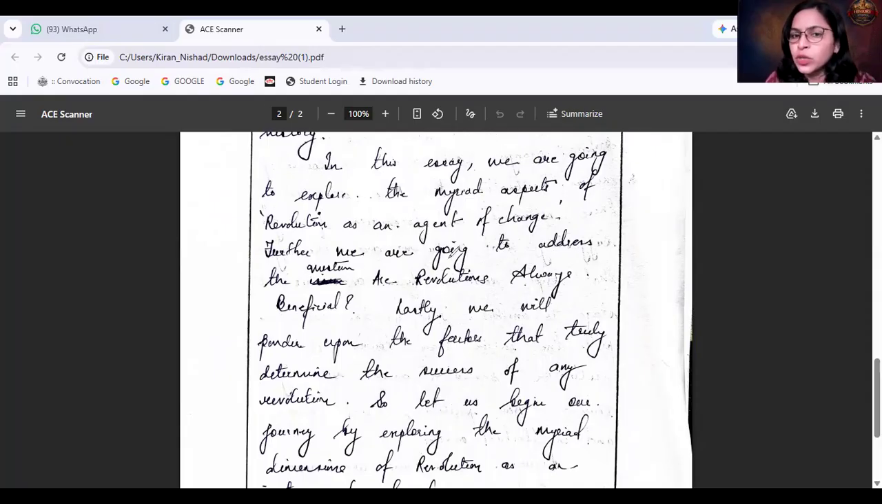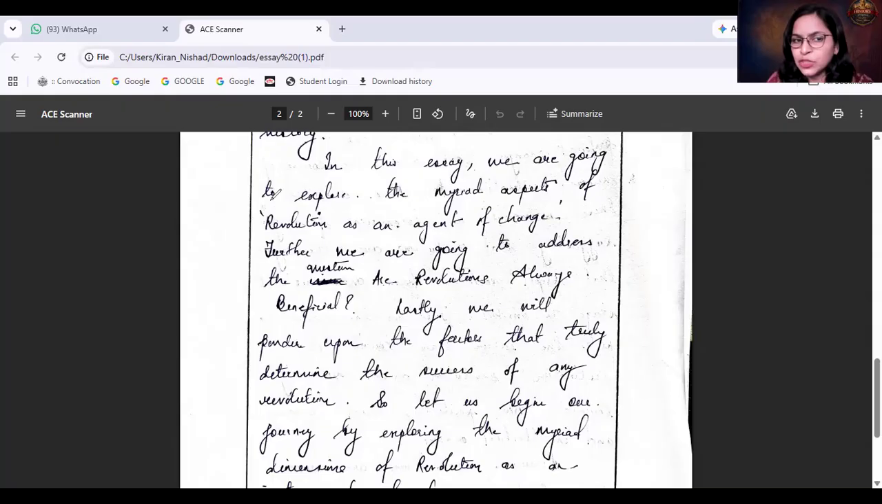Further, we are going to address the question, are revolutions always beneficial? Okay. So see, in a particular essay, you have to explore the different aspects of the topic. Okay. So you have to write positives, you need to write negatives. At the same time, you need to give a balanced approach. You cannot be completely against the topic, you cannot be completely in favor of the topic, but always remember, you have to give a balanced opinion.